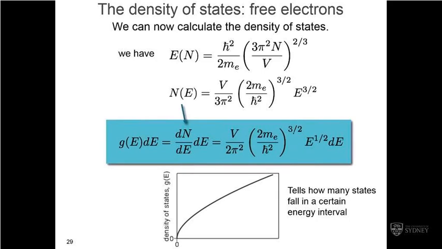So G is equal to V, the volume of our unit, L by L by L, over 2 pi squared, times 2 m_e, the mass of the electron, over h bar squared, to the power 3 over 2, times the square root of the energy, which gives you this dependence here, because the energy is along here, and this is G. For now, just remember this quantity, because we're going to use it shortly.